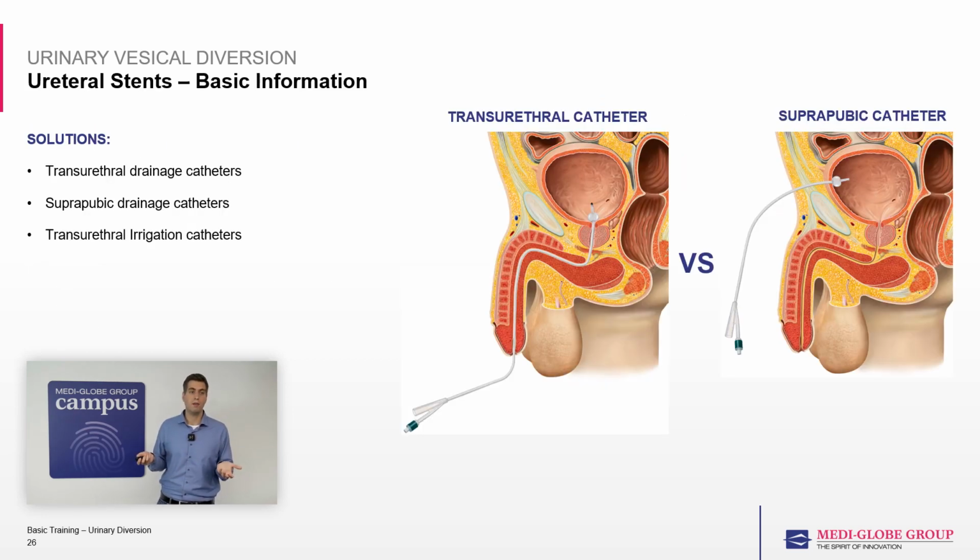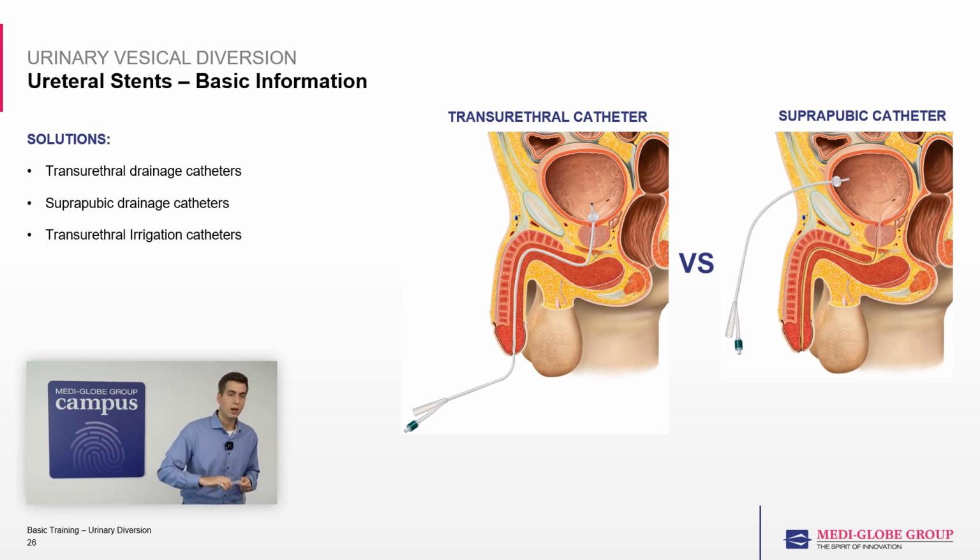Now we can have a look at our different solutions we have in our portfolio. You can see them also on the right-hand side. On the one hand, we're talking about our transurethral catheters. Those are the catheters that are inserted through the urethra of the patient inside of the bladder. Here we have the normal transurethral catheters, but also the so-called transurethral irrigation catheters. What this is all about, we will talk in some minutes.